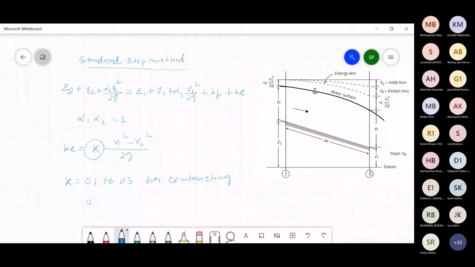And 0.2 to 0.5 for an expanding channel. Okay, 0.1 to 0.3 for a contracting channel and 0.2 to 0.5 for an expanding channel. And if the channel is straight, then this K value will be 0. That means this eddy loss will be 0 if the channel is straight. Up to this much clear?